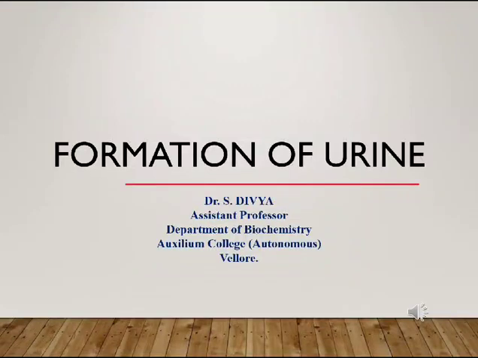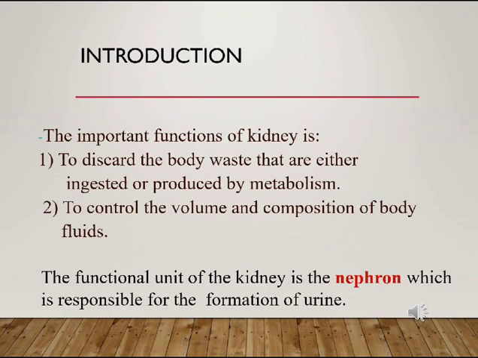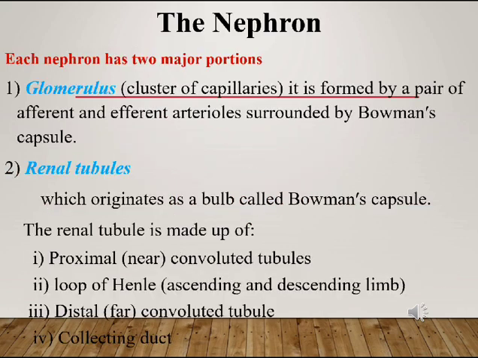The topic for today's discussion is formation of urine. The important function of the kidney is to discard the body waste that is either ingested or produced by metabolism. It also controls the volume and composition of body fluids. And the functional unit of the kidney is the nephron, which is responsible for the formation of urine.